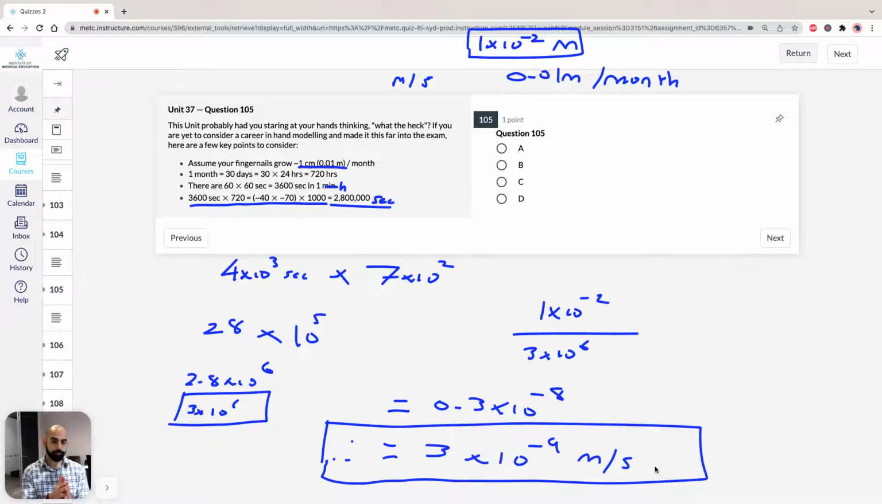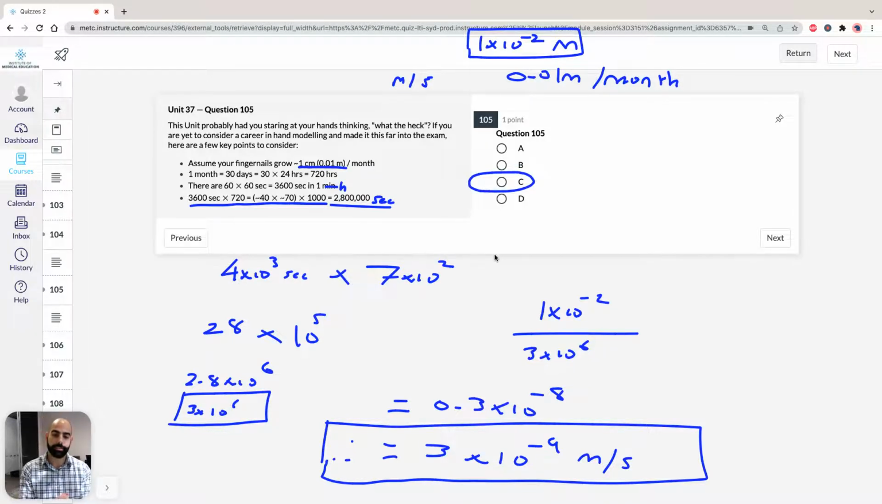So we've made a few assumptions, and we've got the best estimate for the rate at which our fingernails grow, and it's going to be somewhere in the nano range, about 10 to the minus 9 meters per second. So the answer for 105, if we take a look at the options, the closest there is going to be C.